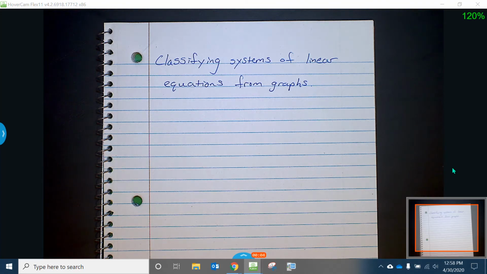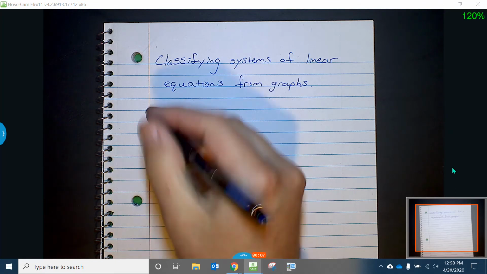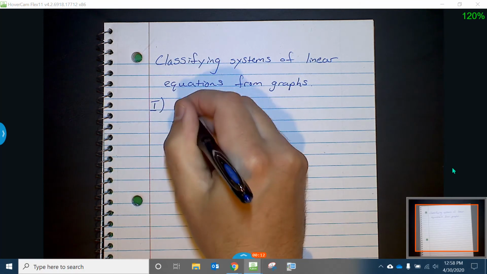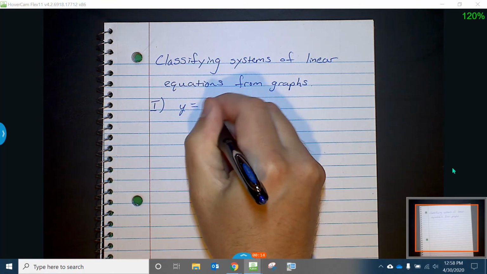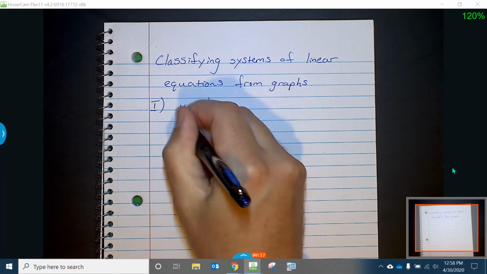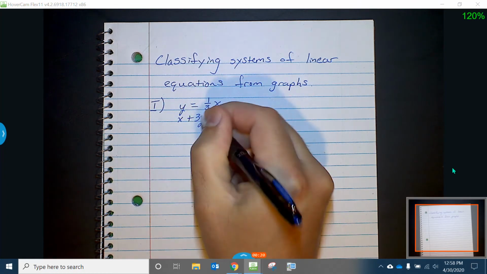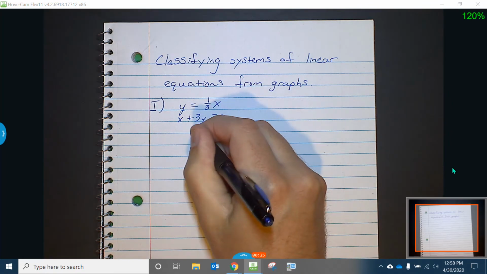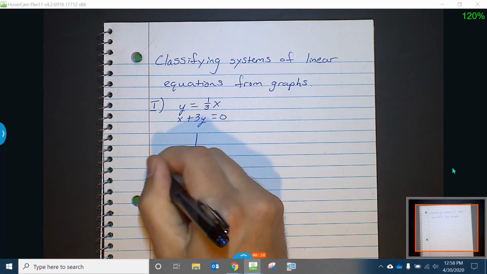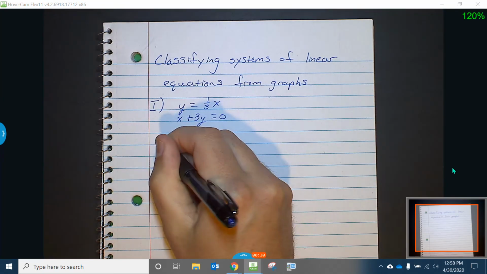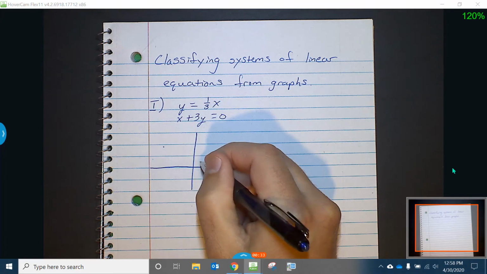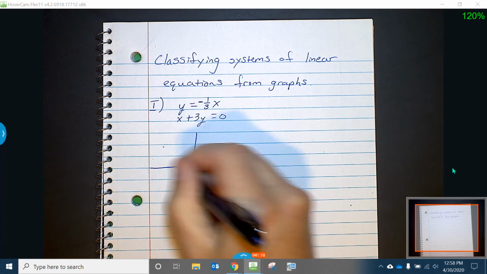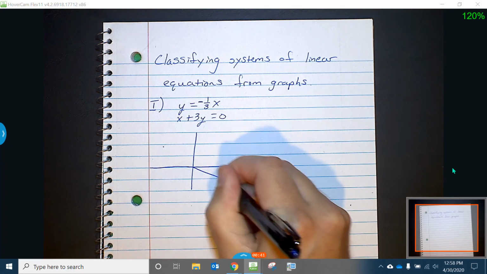Classifying systems of linear equations from a graph. So our first one, if they give us y equals 1/3 x and x plus 3y equals 0. Okay, so they will give you a graph. So the graph looks something like this, not drawn to scale.